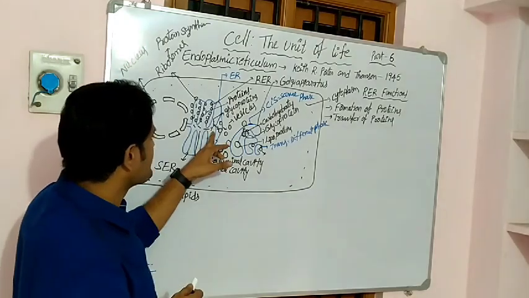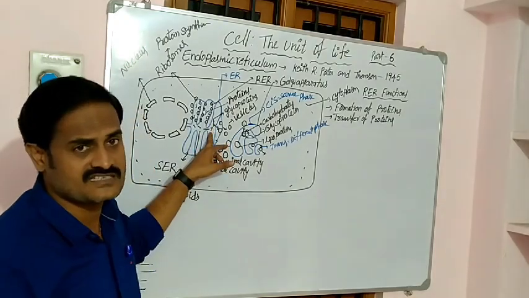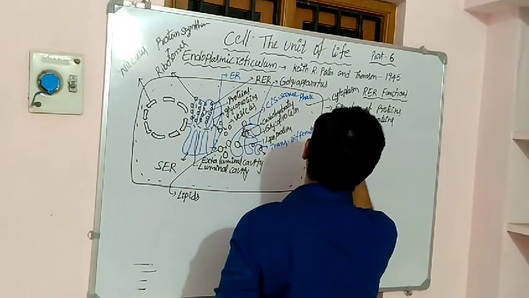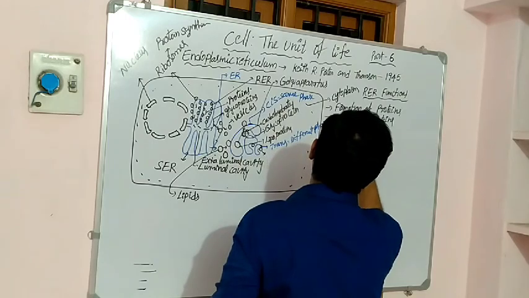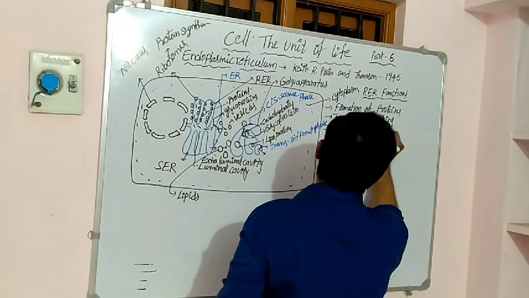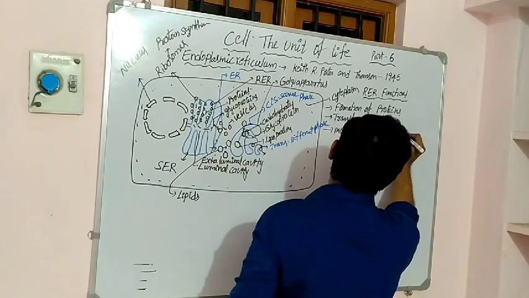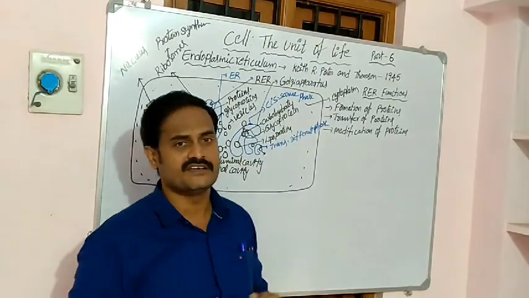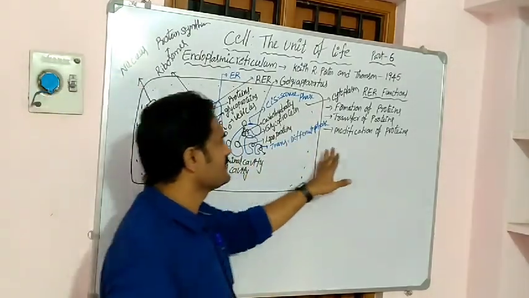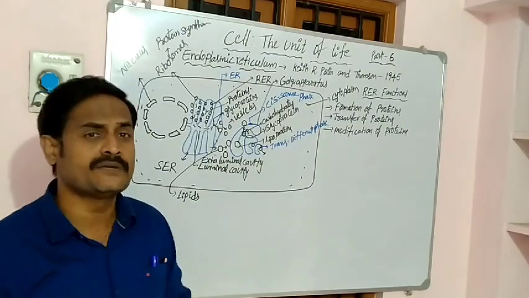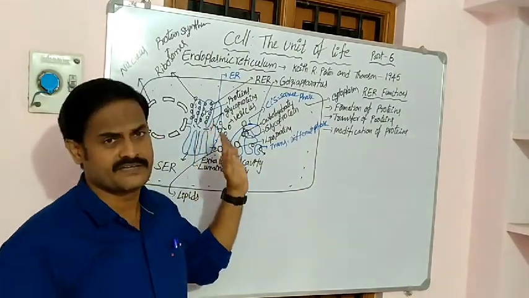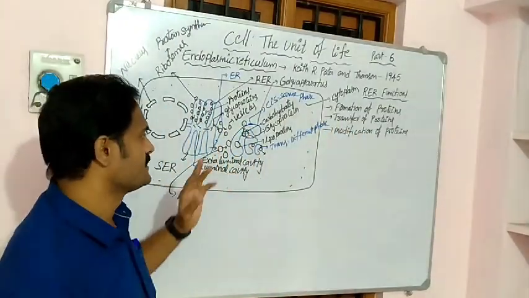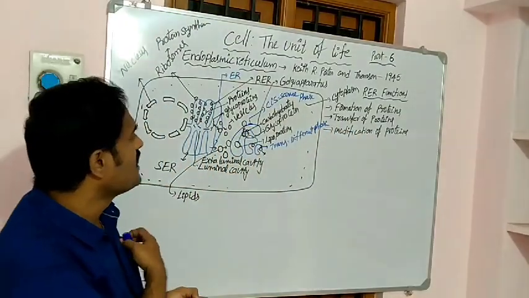After that, some modification also occurs here. So, modification of proteins. These are the major functions of the RER, rough endoplasmic reticulum. But remember one thing, the modification does not take place completely in the rough endoplasmic reticulum. Only some modification occurs. Remember that.